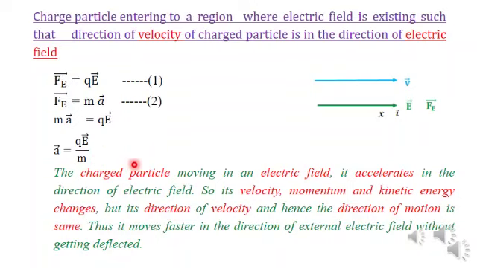Since Q and M both are scalar quantities, the direction of acceleration is in the direction of the external electric field. Thus, a charged particle moving in an electric field accelerates in the direction of the electric field. So its velocity, momentum and kinetic energy change, but the direction of velocity, and hence the direction of motion, is the same. Thus, it moves faster in the direction of the external electric field without getting deflected.